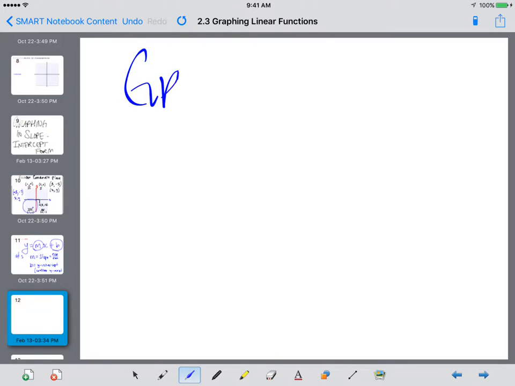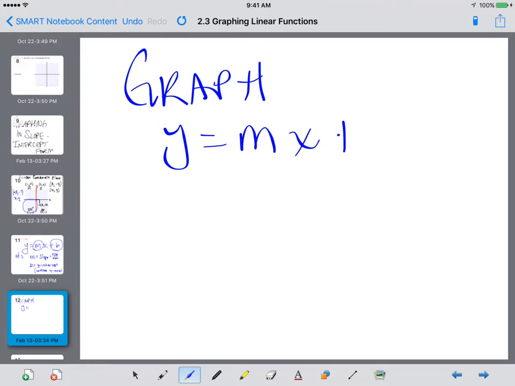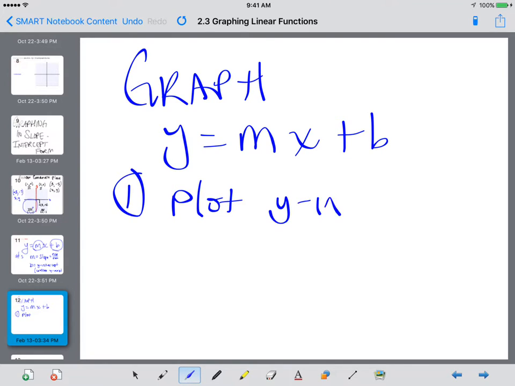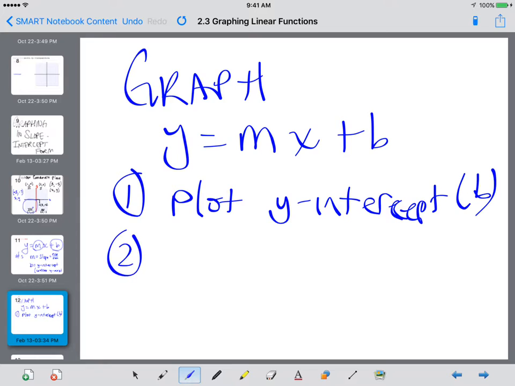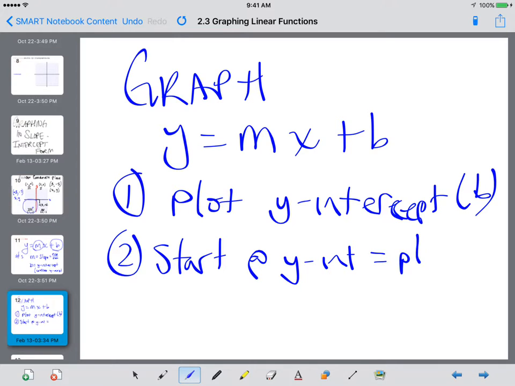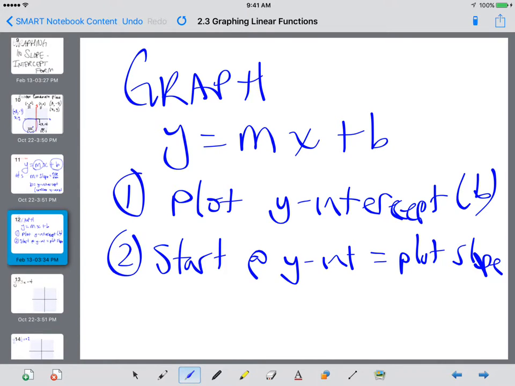So to graph in slope-intercept form, or y equals mx plus b form, we need to, step 1, plot the y-intercept, or the b. Step 2 is start at the y-intercept and plot the slope. You repeat the slope until you come up with a line.